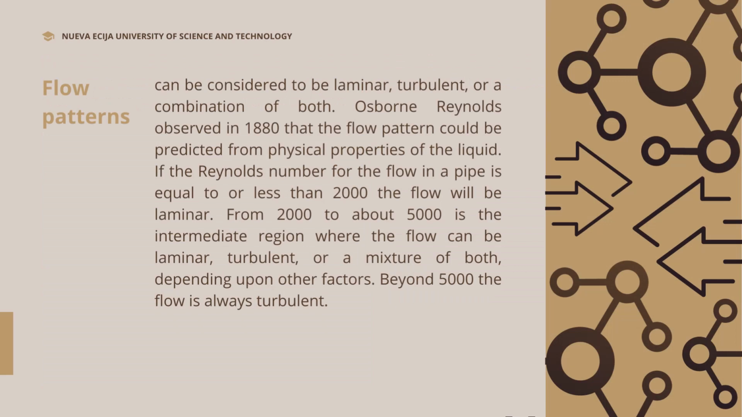Flow patterns can be considered to be laminar, turbulent, or a combination of both. Osborne Reynolds observed in 1880 that the flow pattern could be predicted from physical properties of the liquid. If the Reynolds number for the flow in a pipe is equal to or less than 2000, the flow will be laminar. From 2000 to about 5000 is the intermediate region where the flow can be laminar, turbulent, or a mixture of both, depending upon other factors. Beyond 5000, the flow is always turbulent.